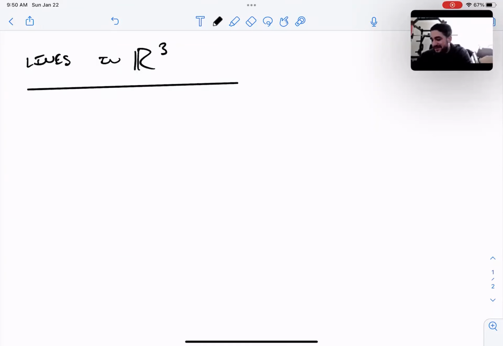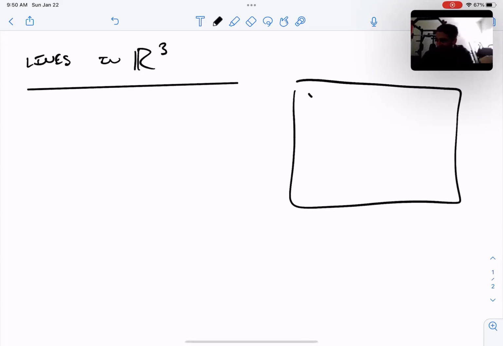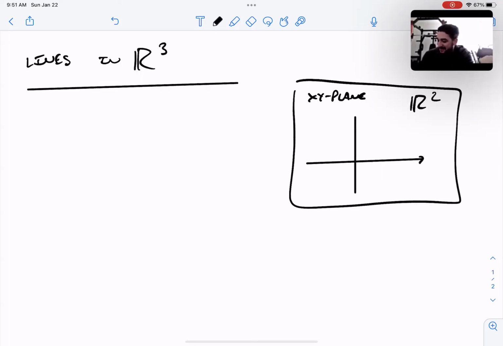So, three-dimensional space, lines. We've got to talk about lines. Think back to when you were studying the XY plane. One of the first things you learned in two-dimensional space, in R2, is how to think about lines. You do y equals mx plus b, and there's also the point-slope form: y minus y1 equals m times x minus x1.